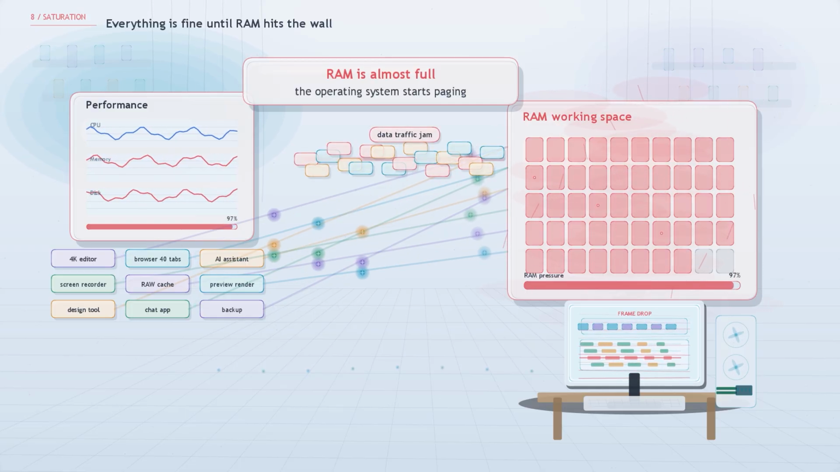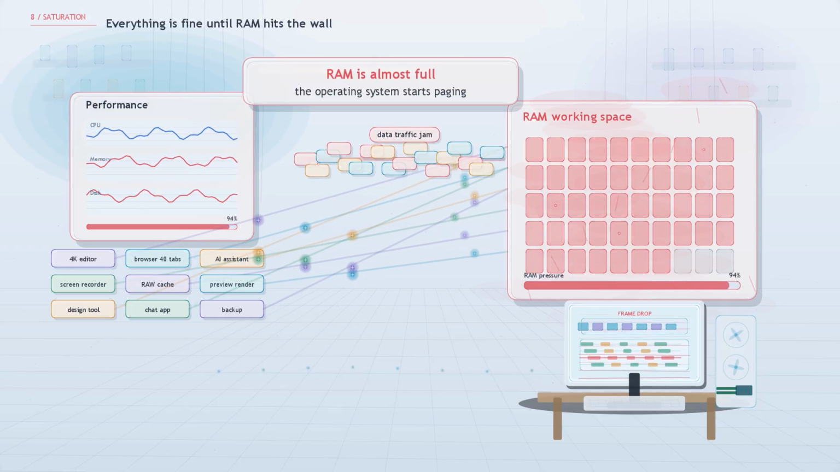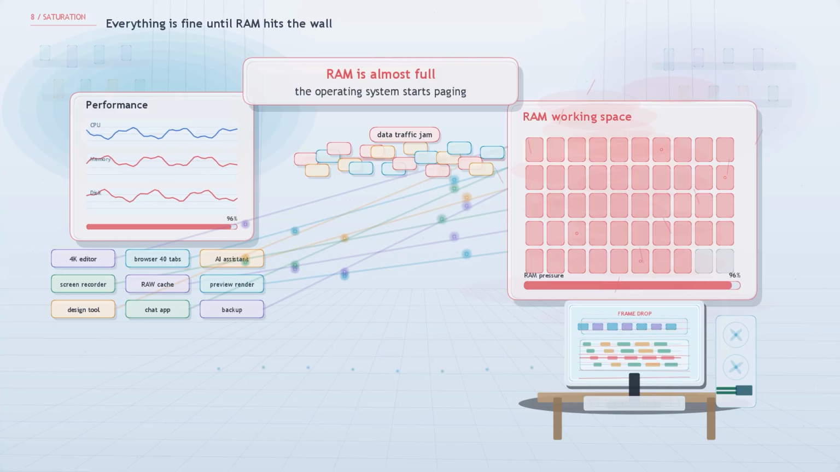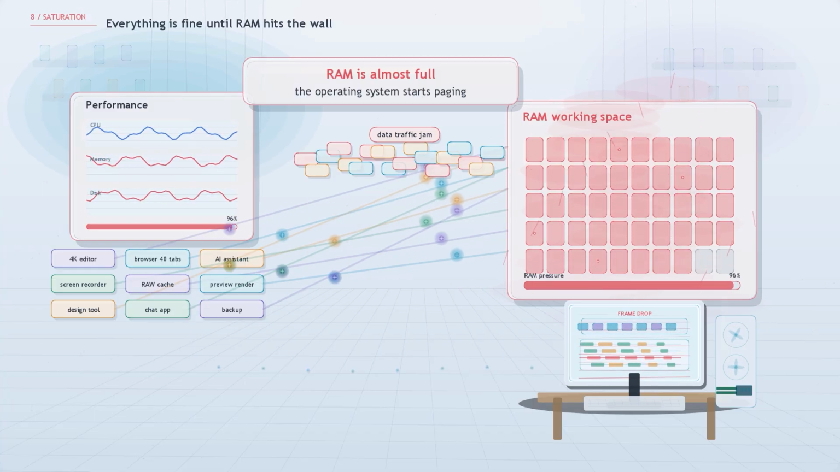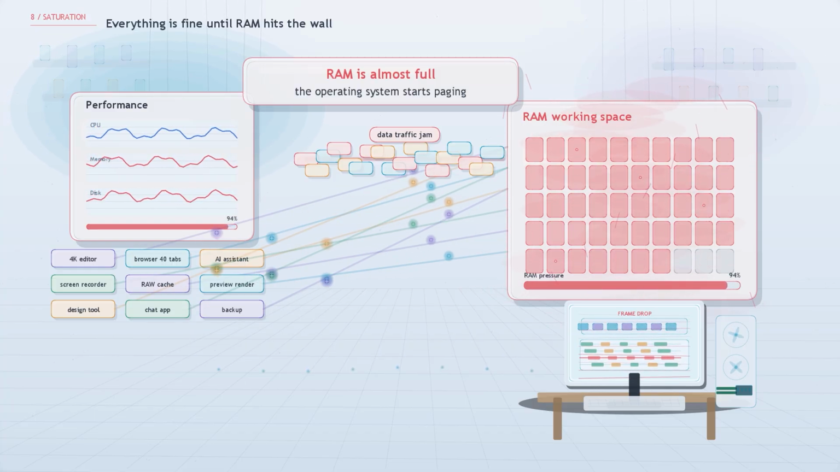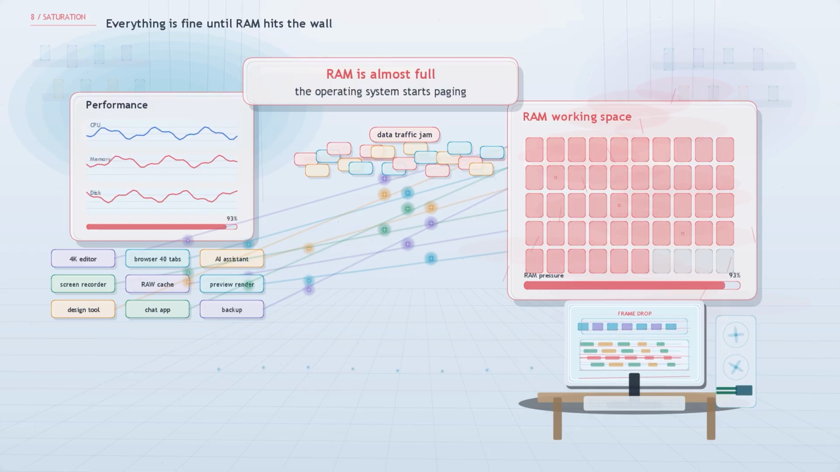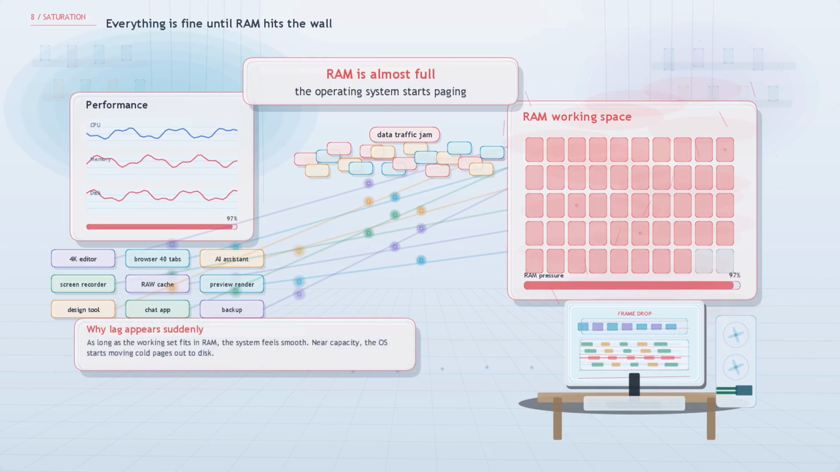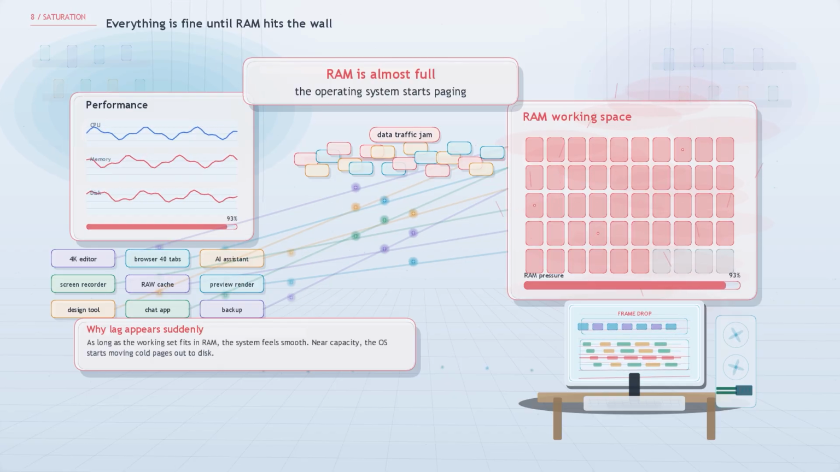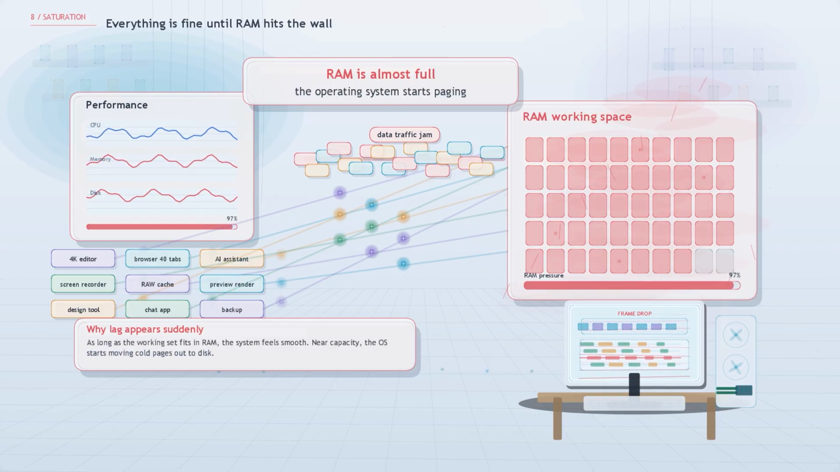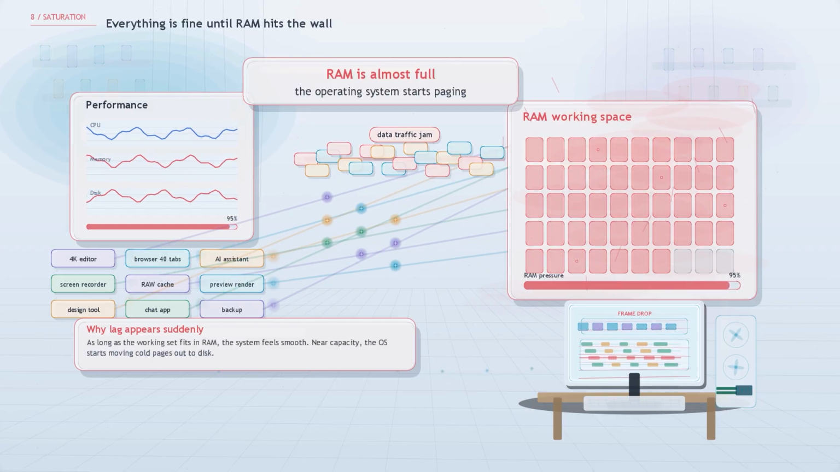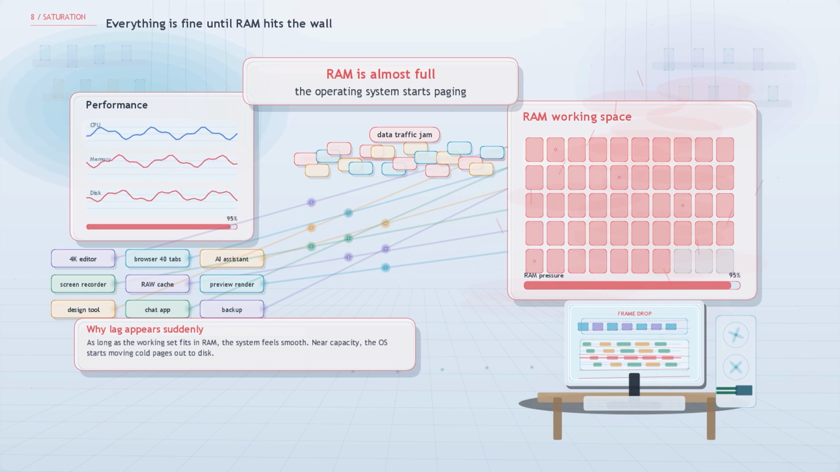She clicks on the browser. Those tabs were paged out. The OS has to read them back from disk into RAM. That read operation takes microseconds, not nanoseconds. The CPU stalls. Ava sees a brief freeze. She switches back to the editor. Same thing happens again. This is called thrashing, constant swapping in and out.